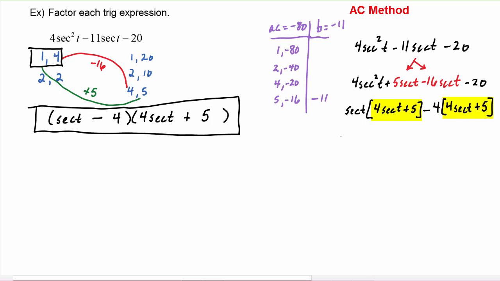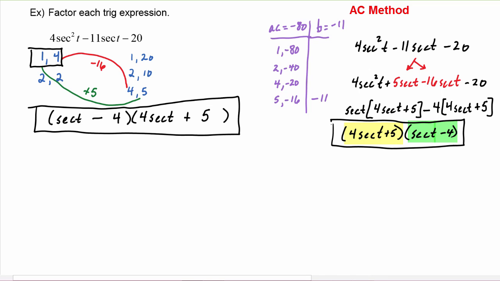Now these two have 4 secant t plus 5 in common, and what's left over is secant of t minus 4, so you can see that we get to the same factoring. The AC method is a little more regimented and takes maybe a little longer. The product pairs method kind of involves some guessing and checking. You're trying each of these pairs until you find the one that works. Now, if you spend a bunch of time doing this and for whatever reason you don't see the product pairs, then switch over and do the AC method, because you'll end up getting there within a minute or two.